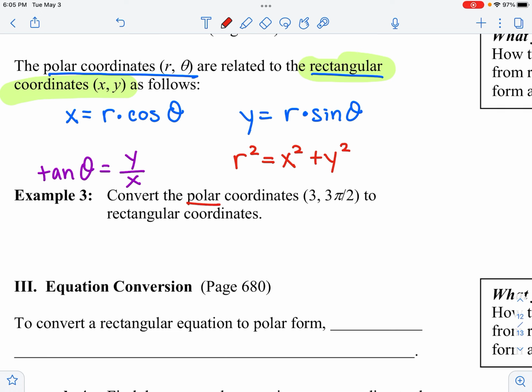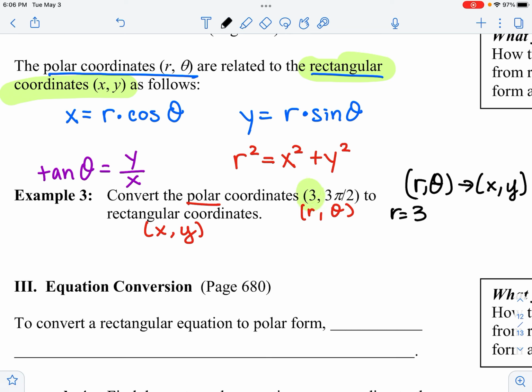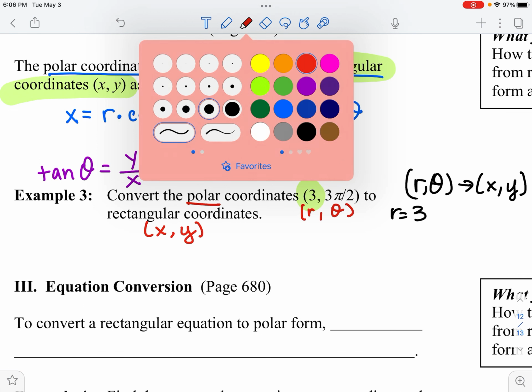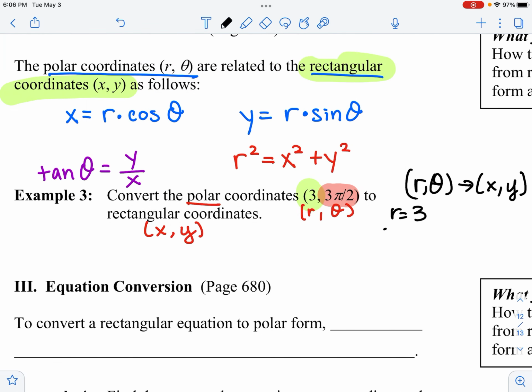So to convert polar coordinates, so remember polar means r comma theta, to rectangular coordinates x comma y. So we want to go from r comma theta to x comma y. So what are we going to do with that? What we know right now is that r is 3 and that 3 pi over 2 is theta. So that's what we have. What we want is x and y.